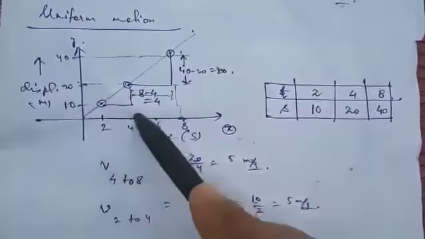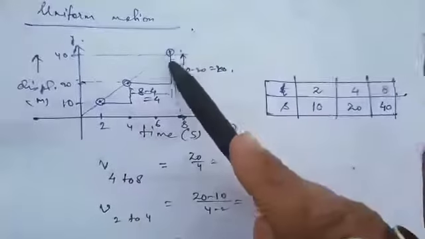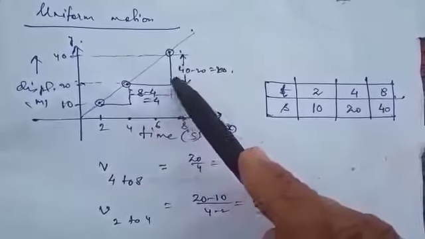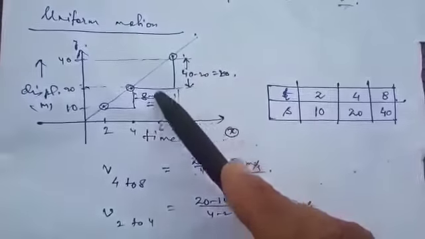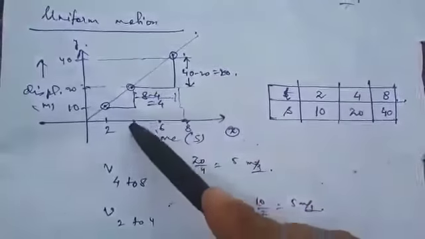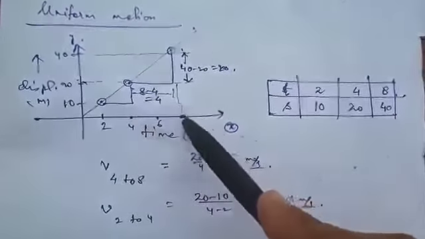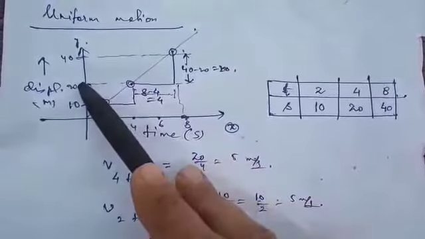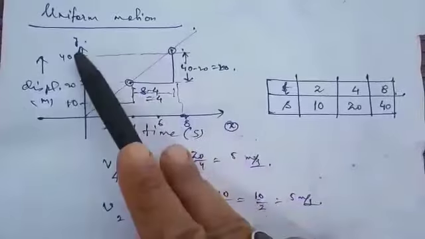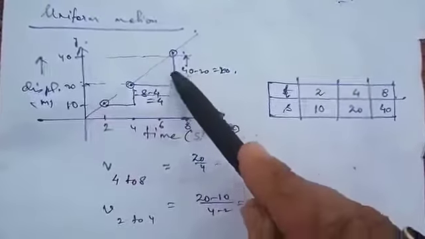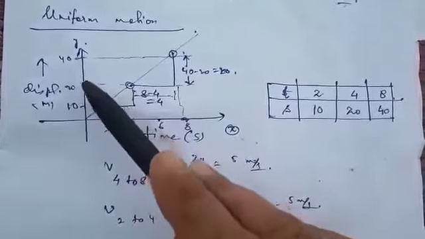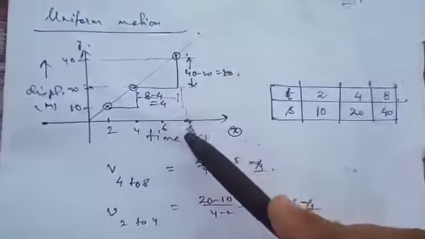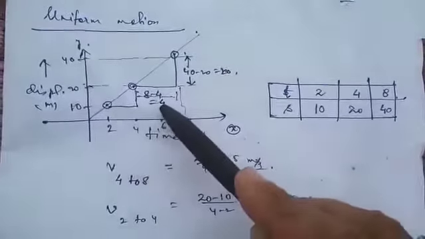Since x and y are mutually perpendicular, these two parallel lines will also be mutually perpendicular. So this is a right angle triangle. This point corresponds to 4 second, this point corresponds to 8 second. This point corresponds to 20 meter, this point corresponds to 40 meter. So the length of this line is 40 minus 20, that is 20, and the length of this line is 8 minus 4 is equal to 4.